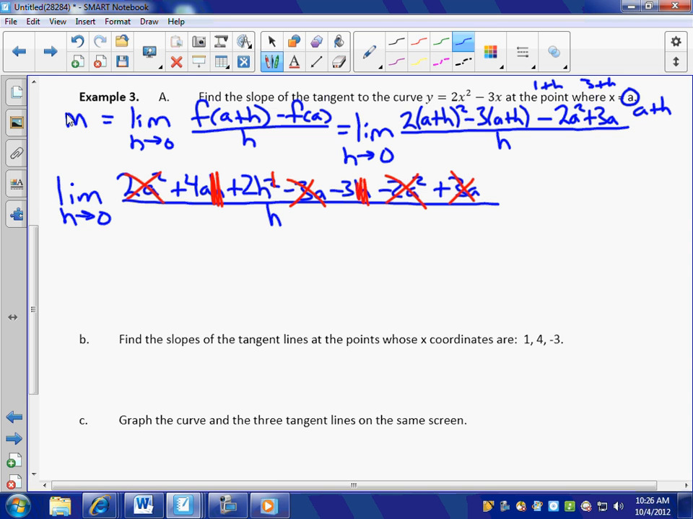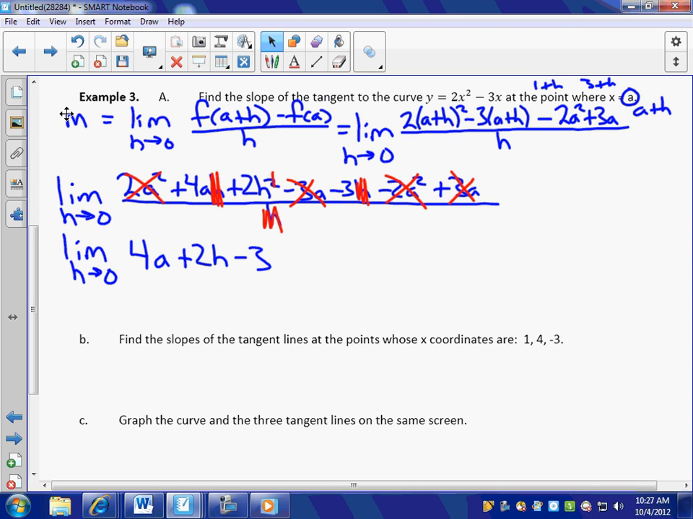So now I have the limit as h approaches 0 of, for a, whoops, I forgot to cross the h off in the denominator. We knew that that would divide off. Plus 2h minus 3. And can I now plug in 0 for h? When you plug in 0 for h, what happens? The 2h goes away, right? Which equals 4a minus 3.